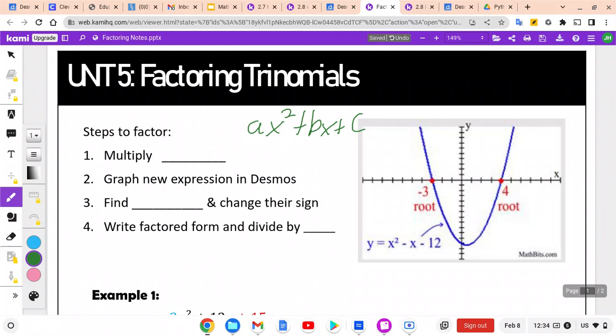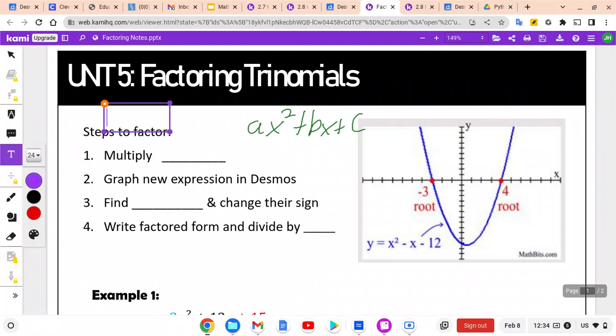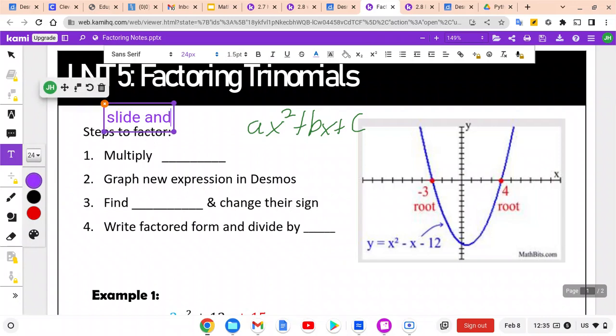All right, so what is factoring? Well, in a previous lesson, we did multiplying binomials. Factoring, you can think of as undoing the multiplication. All right, and hopefully, as we do this lesson, it'll become more and more clear. But we're going to be using something called the slide and divide method. Slide and divide.